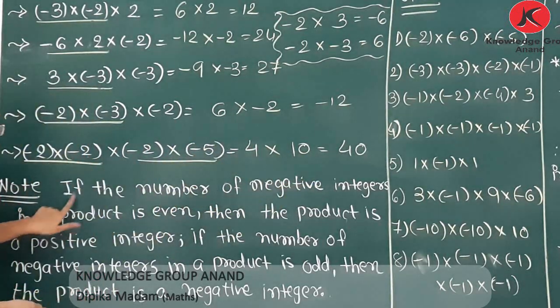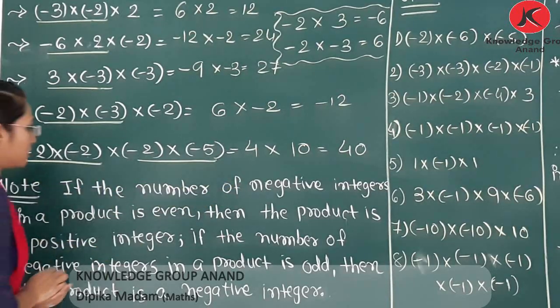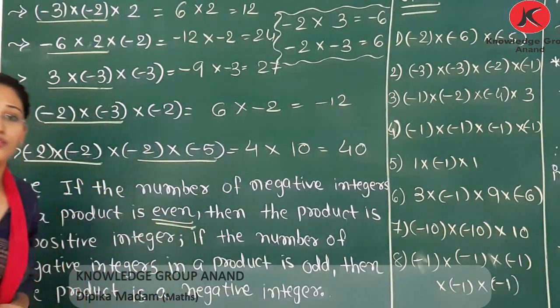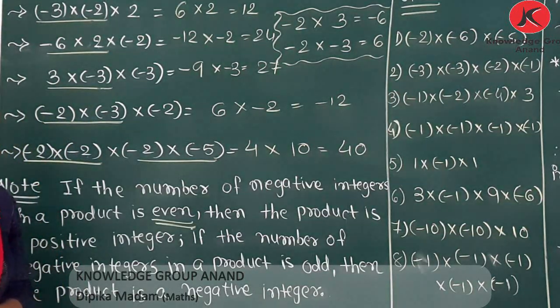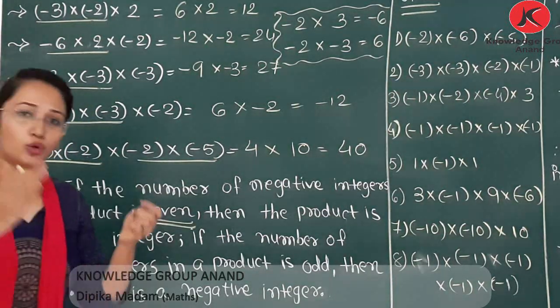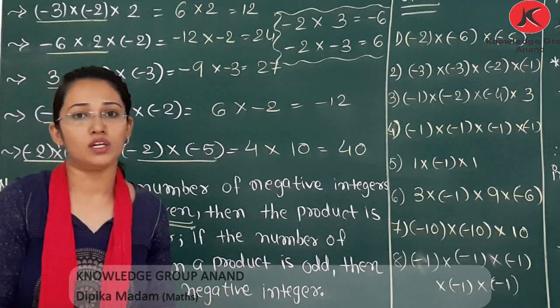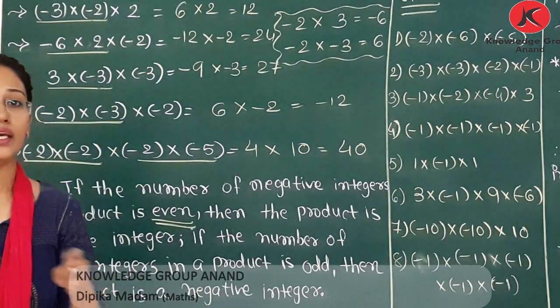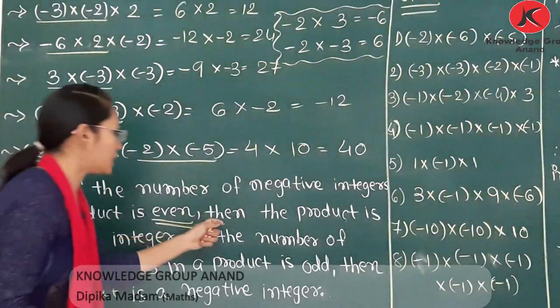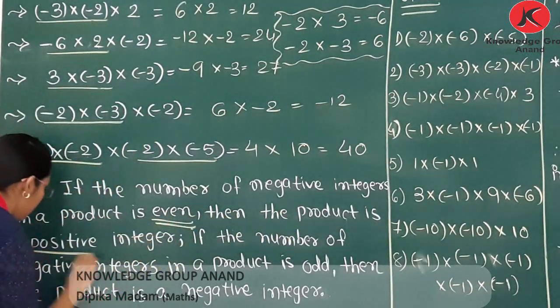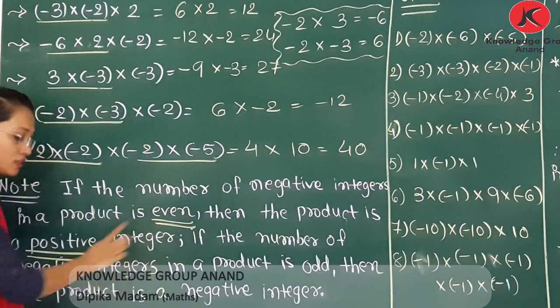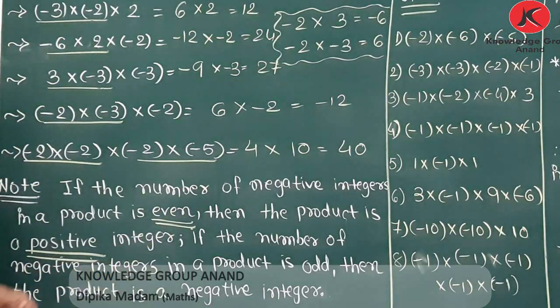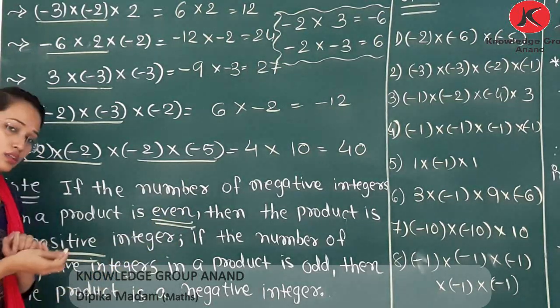Means if the number of negative integers in a product is even, that is, if there are 2 negative integers, 4 negative integers, 6 negative integers, 8 negative integers, then the product is a positive integer. If it is even, then the answer is positive. Normal multiplication for whole numbers.